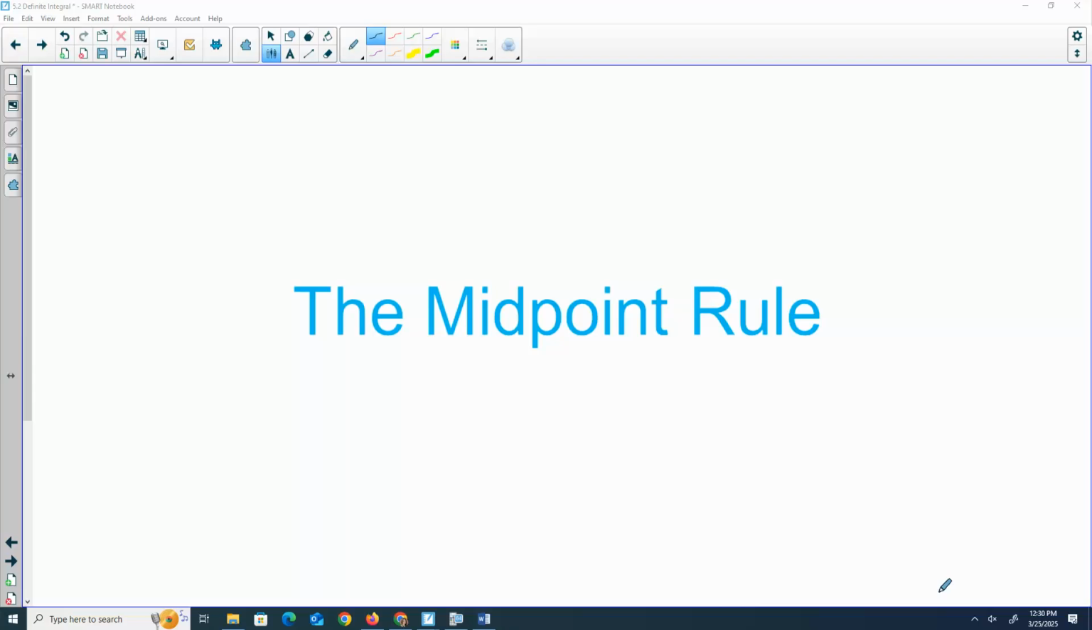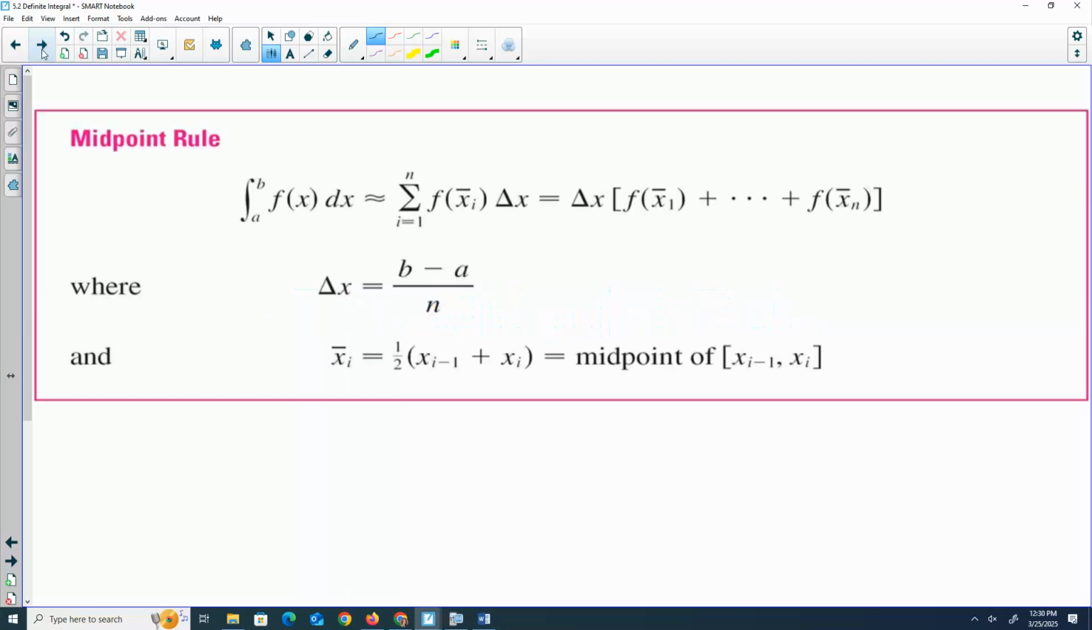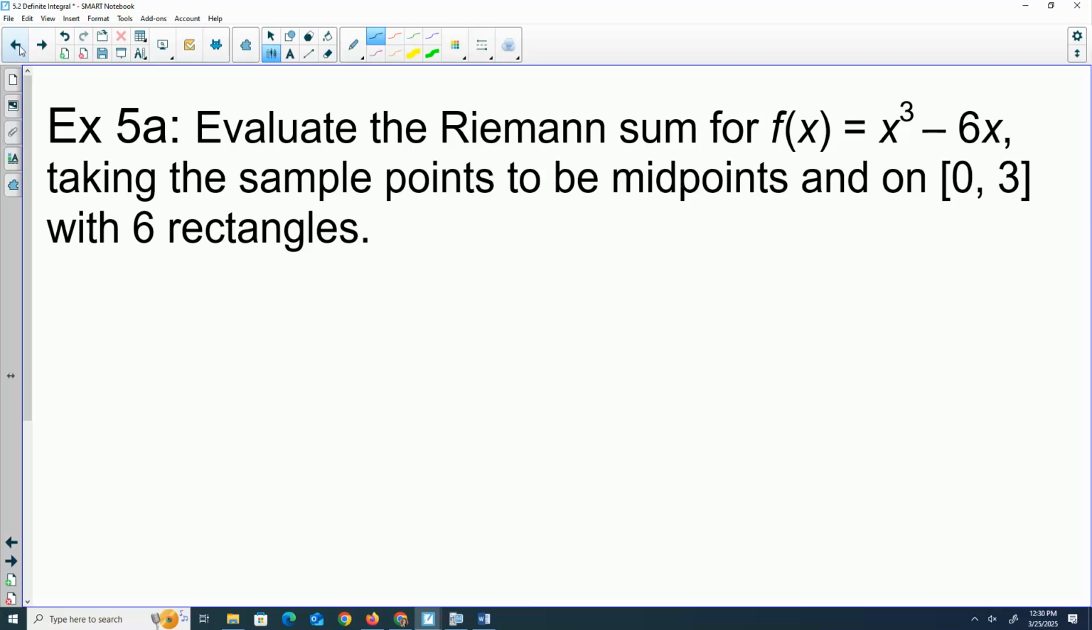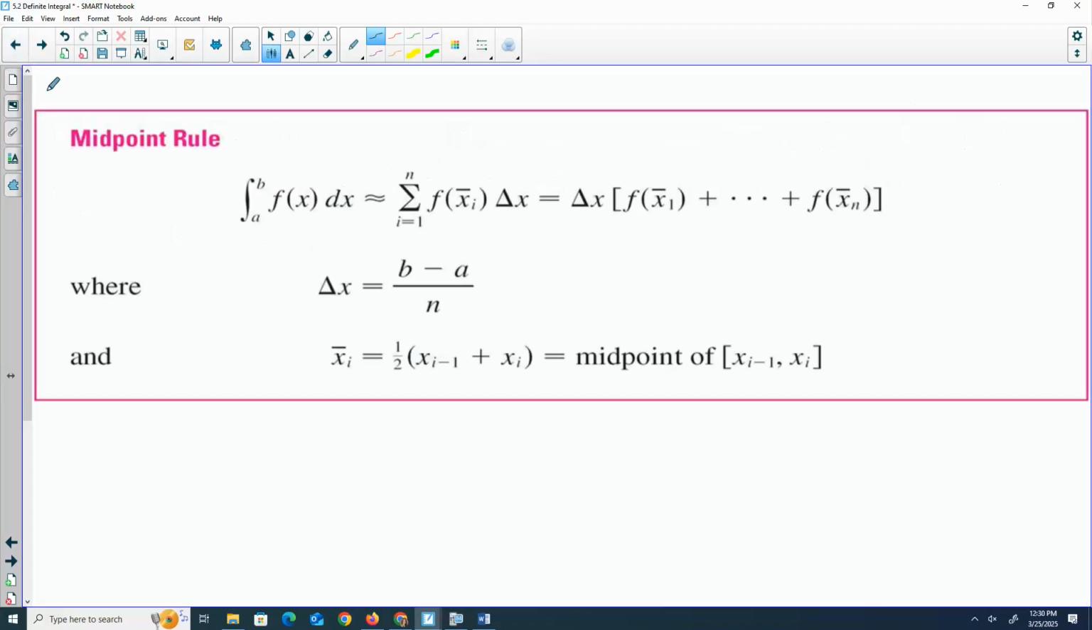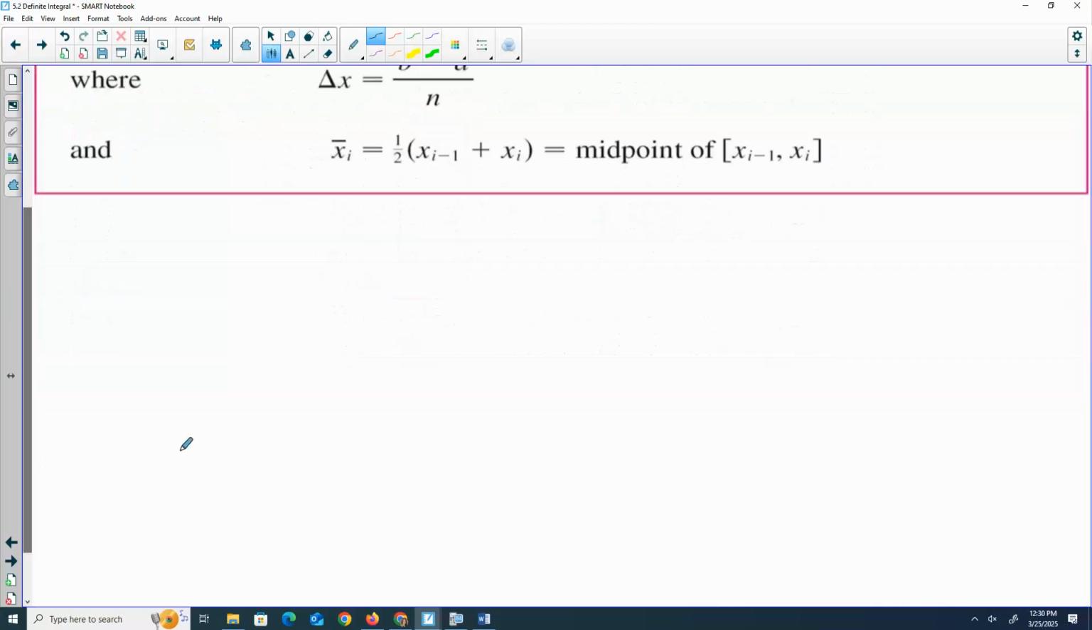I don't know that I actually put any left-hand, right-hand sum problems on this, but I did on the homework, so I'll talk about that. But we could also do a midpoint. So if you have some curve and you are using rectangles to approximate your area, right?